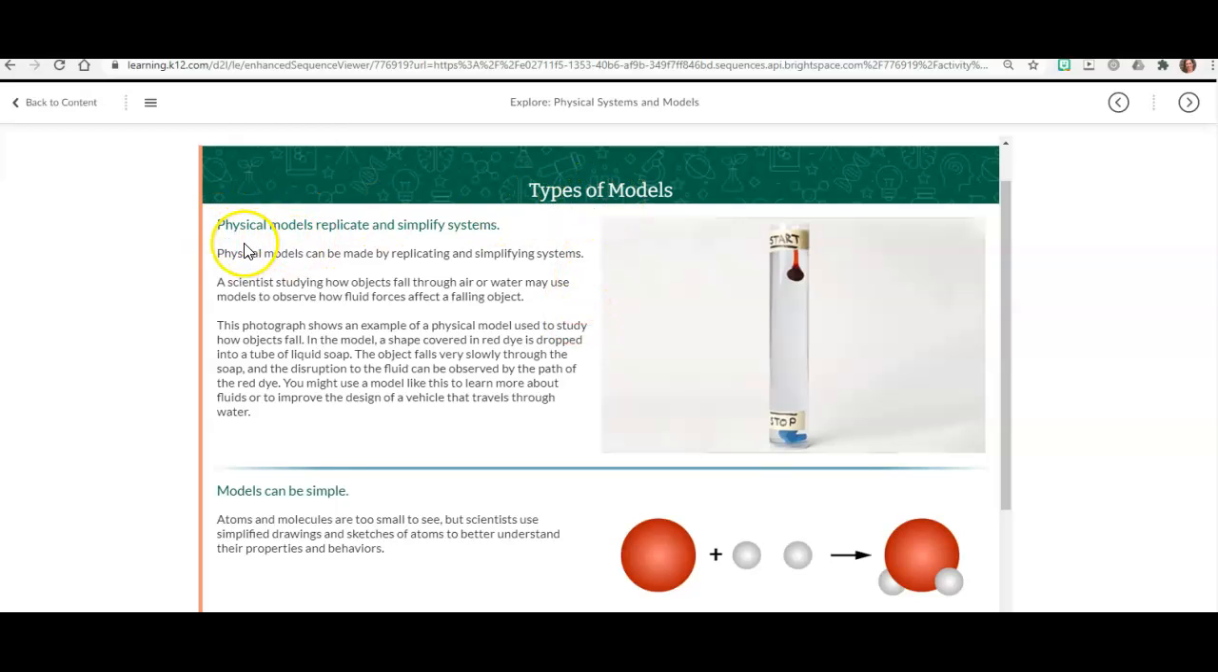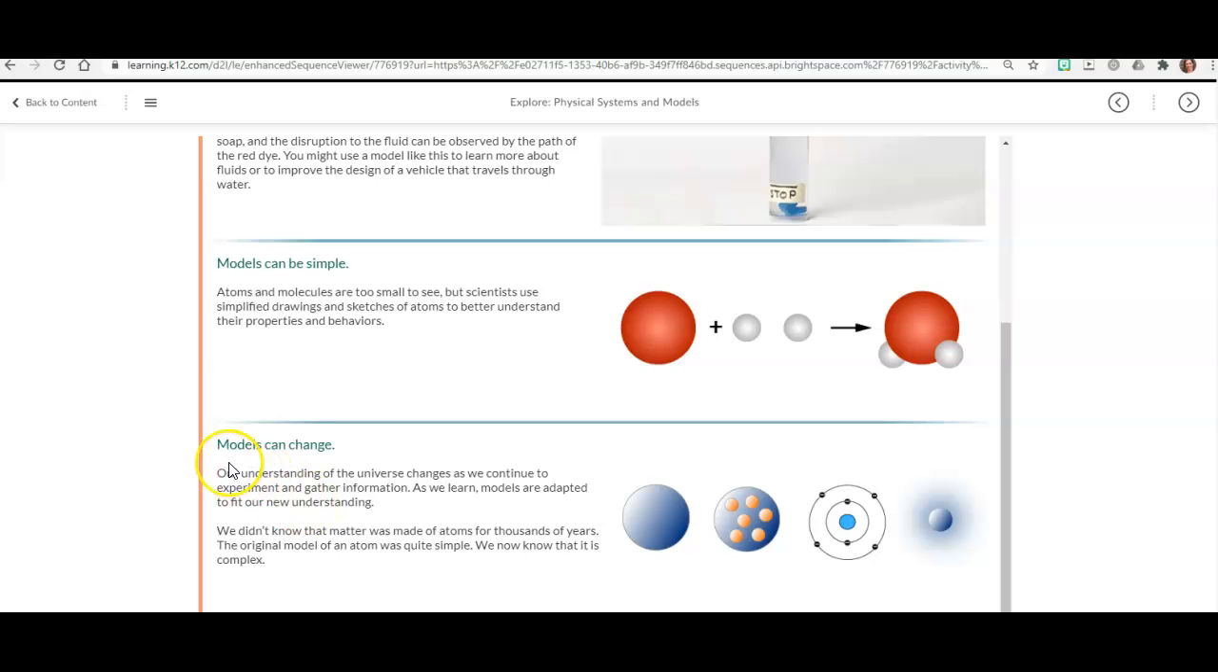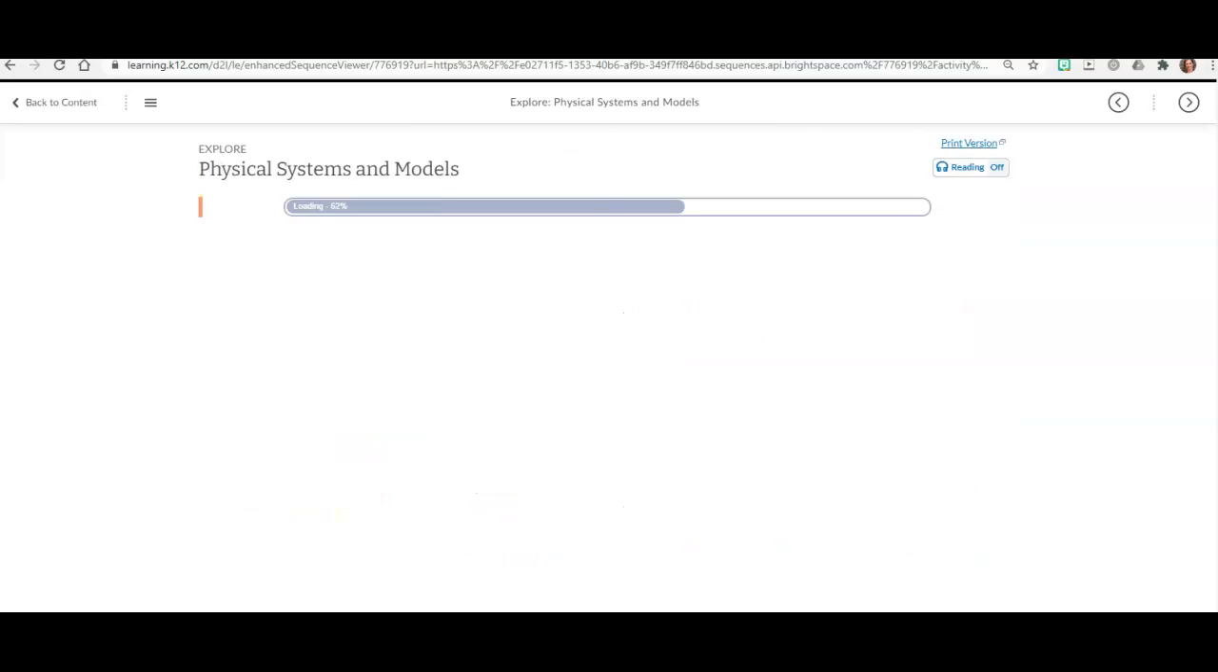So the things that you want to have out of this on types of models, I would have everything in green. So models replicate and simplify systems. Models can be simple, and models can change. So those would be great things to have in your notes.